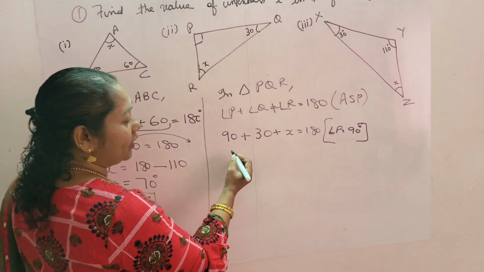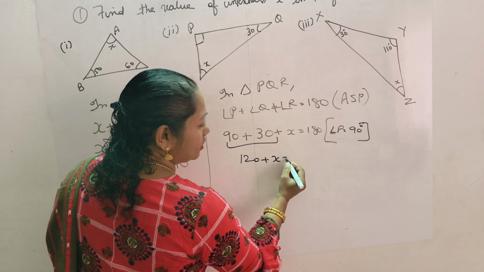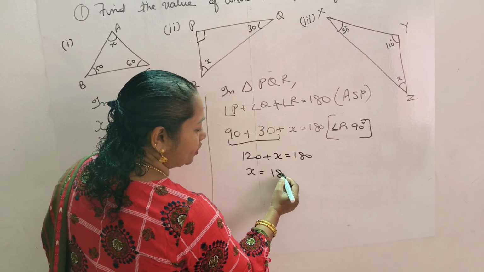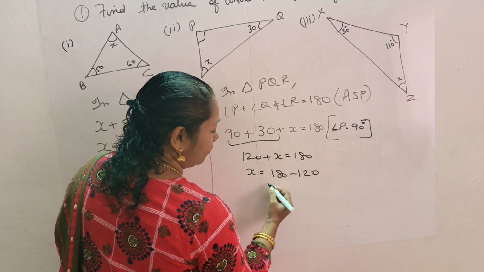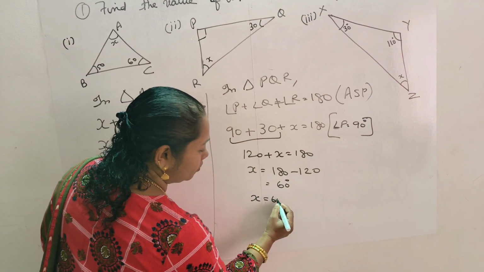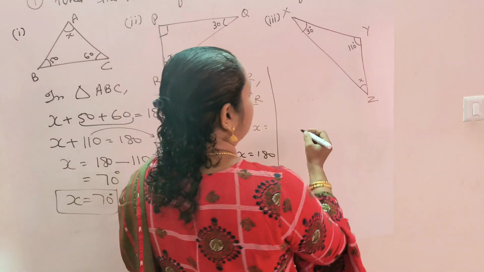Okay, so after that, same thing, 90 plus 30, that is 120, plus X is equal to 180. So X is equal to 180 minus 120, that is 60 degrees. So X is equal to 60 degrees. Okay, now the third question.